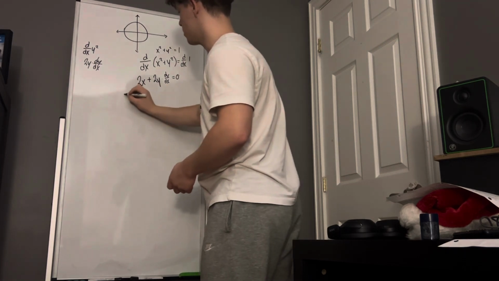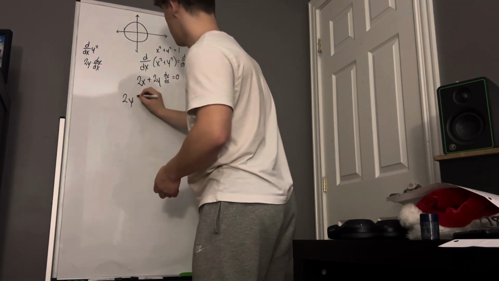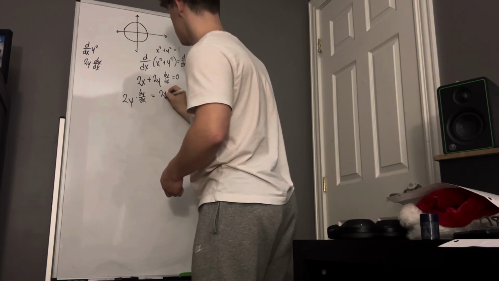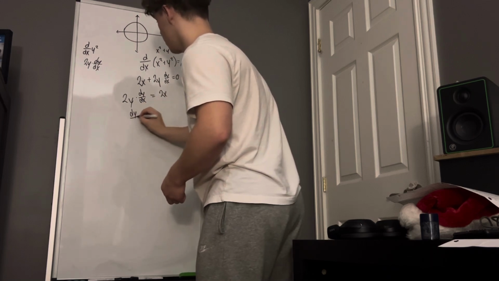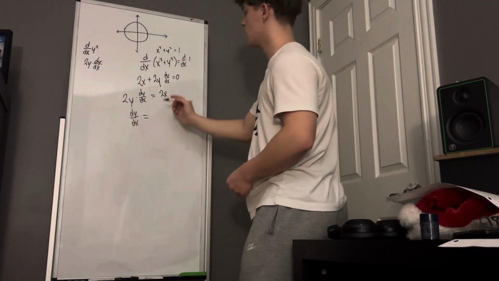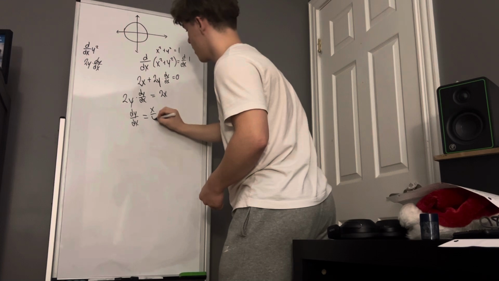So we can just rearrange this. 2y times dy over dx equals 2x. And we can get dy over dx equals, well, these 2's cancel out. It's just x over y.